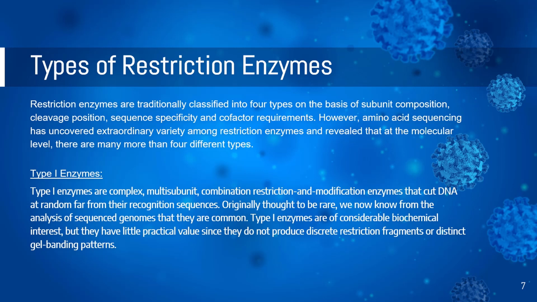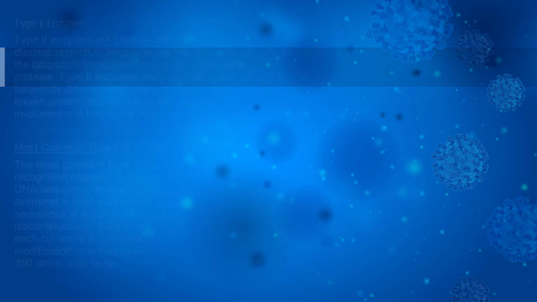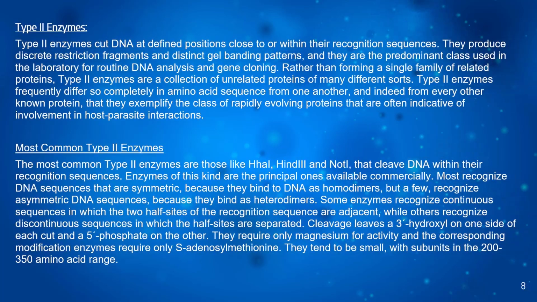Type 1 enzymes are of considerable biochemical interest, but they have little practical value since they do not produce discrete restriction fragments or distinct gel banding patterns. Now, coming to type 2 enzymes. Type 2 enzymes cut DNA at defined positions close to or within the recognition sequences. They produce discrete restriction fragments and distinct gel banding patterns, and they are the predominant class used in laboratories for routine DNA analysis and gene cloning.